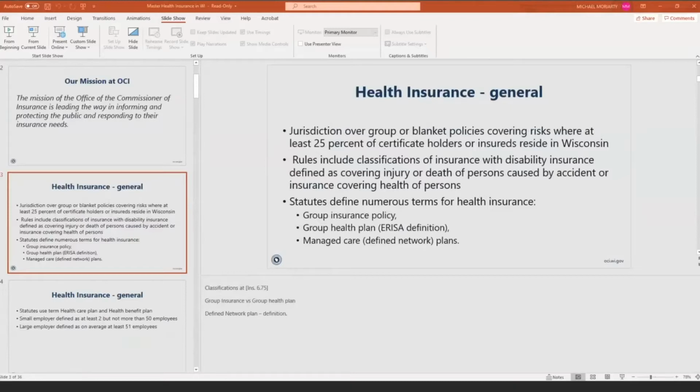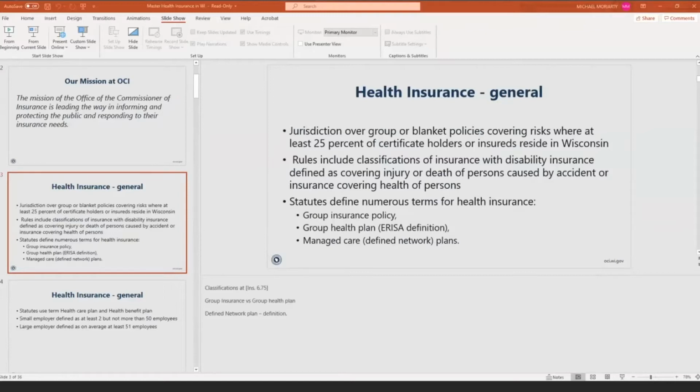So OCI has jurisdiction over association plans or group plans that you hear about, as long as there's 25% or more insureds residing in Wisconsin. This is like AARP or a product that you might see with Condé Nast, which is a national program. It covers a lot of risks, but as soon as more than 25% of the certificate holders are here, they also have to comply with Wisconsin insurance laws.